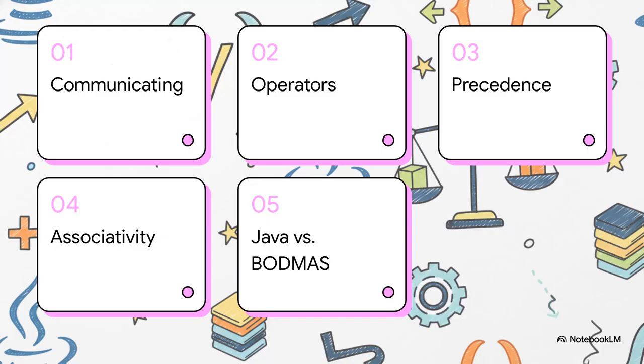So here's the game plan. We're going to start with how we even talk to our program in the first place. Then we'll look at the tools we use for calculations, which are called operators. After that, we get to the good stuff, the two hidden rules, precedence and associativity, that control everything. And finally, we'll tie it all back to the math you already know.